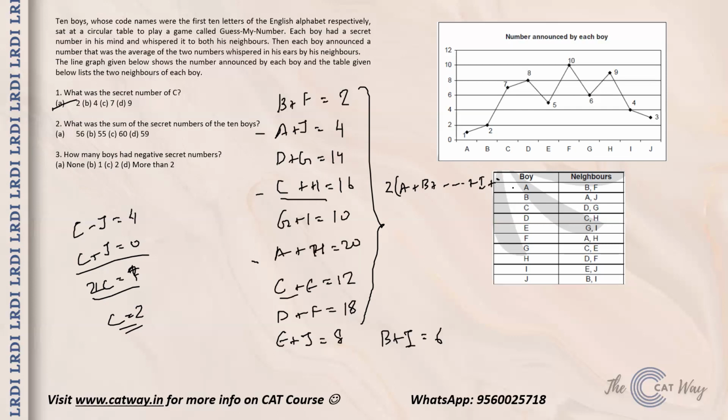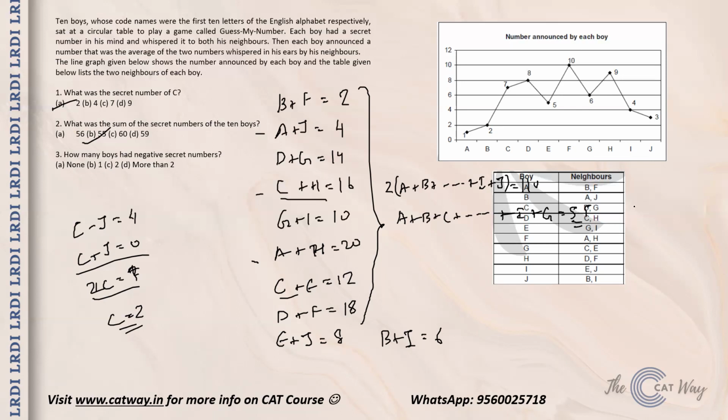Okay, and this sum becomes total equal to 110. Correct? So from here you take to that side in division, plus C plus dot dot dot plus I plus J, the value becomes 55. So the total sum is 55, that is option number B. And how many boys had a negative secret number? So basically you will have to find out every person's secret number.